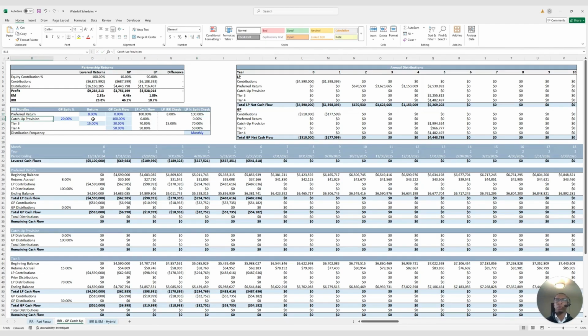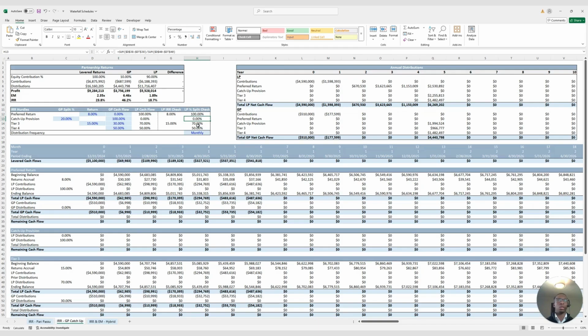Next, we move on to the GP catch-up provision. This is where this type of waterfall structure gets its name, because the GP will catch up to the LP cash flows by receiving, in this case, 100% of the cash flows up to and including when the total profits distributed is equal to 20%. So the GP will have 20% of the profits at this point in time.